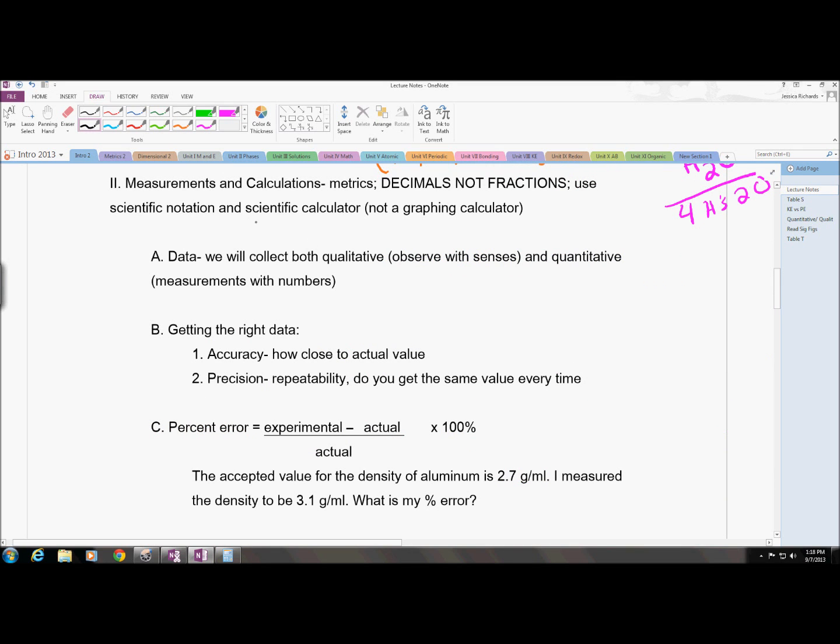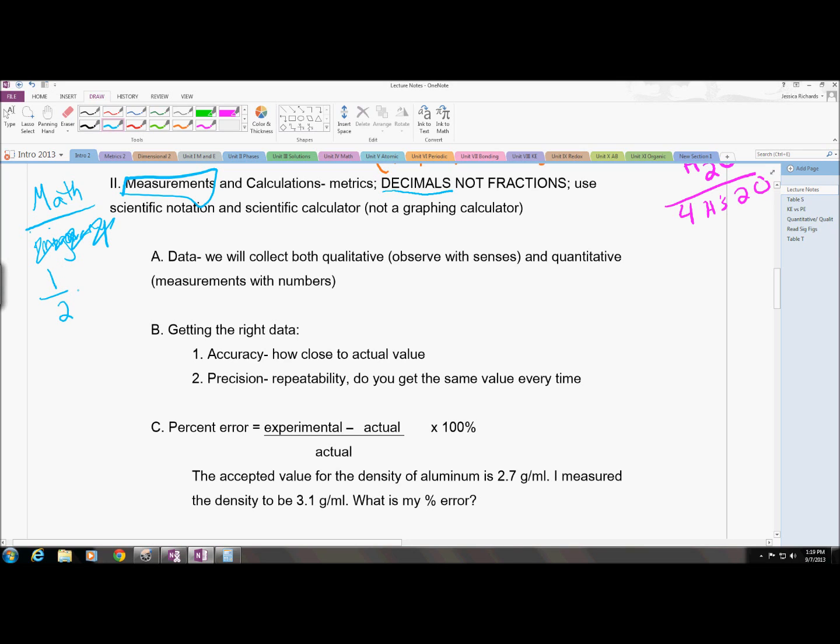We are taking a lab-based science class, so there will be measurements and calculations. Don't worry about the calculations because we're talking algebra here. One of the differences, though, is that we will be using decimals and not fractions. That's the biggest difference between math and science. In math, you're talking about imaginary numbers. In science, we're talking about measurements.